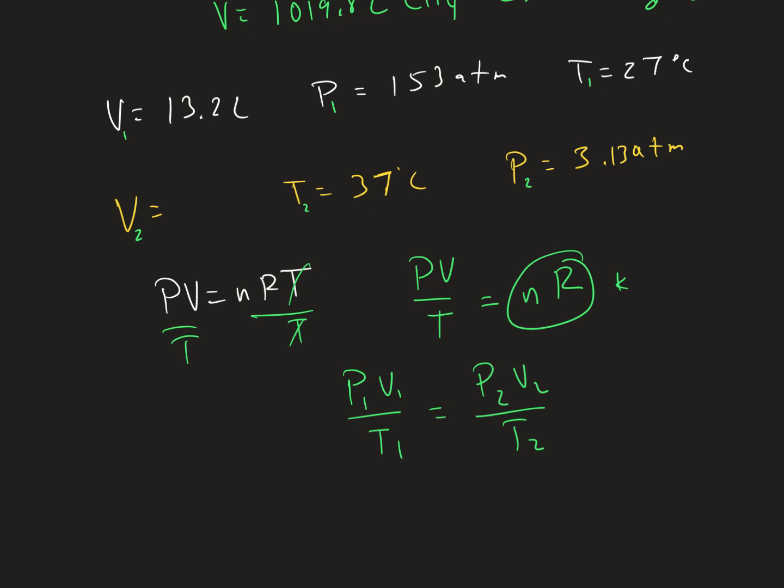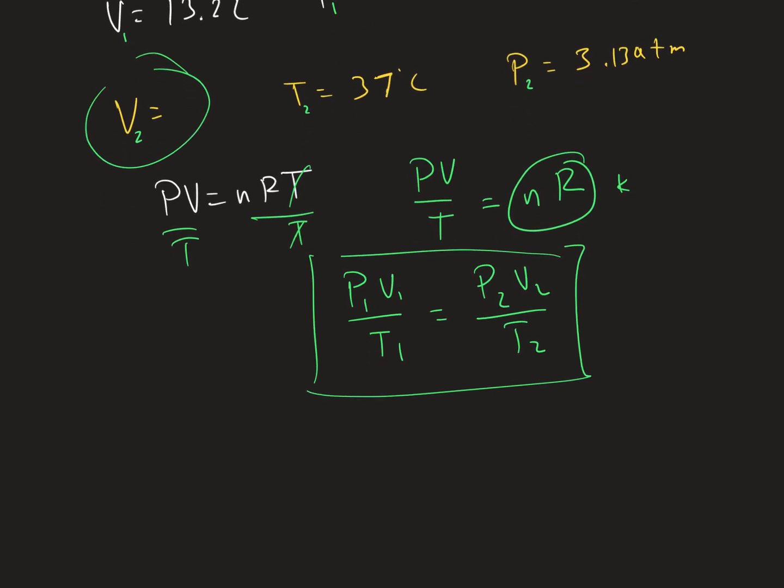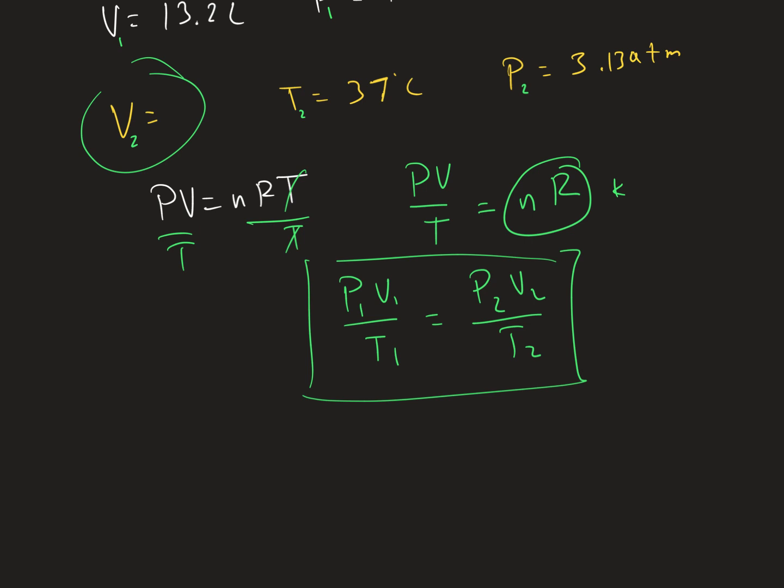Does that make sense? Yes. And it's basically the three laws besides Avogadro's law that we talked about last time put together. And then we can solve for V1 by multiplying both sides by T1 and dividing both sides by P1.